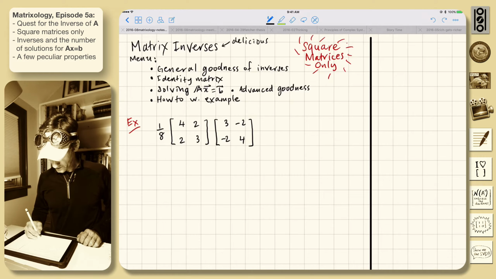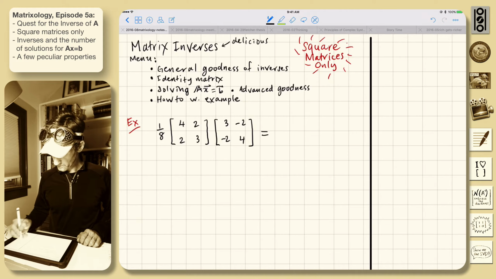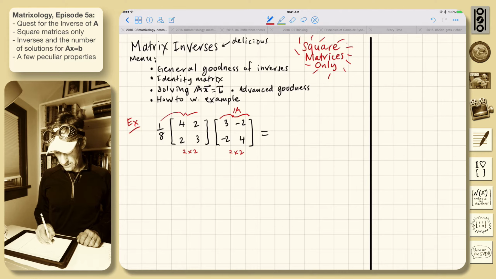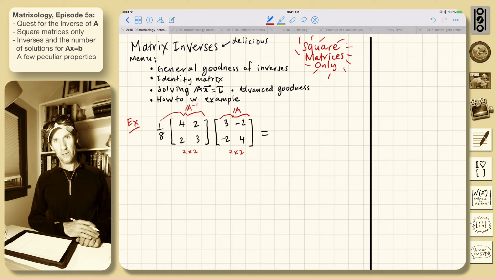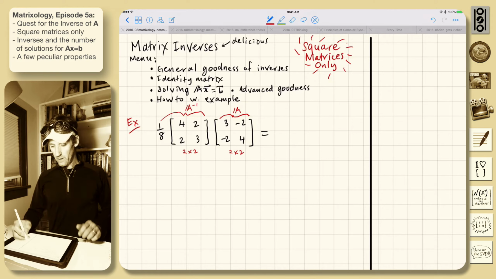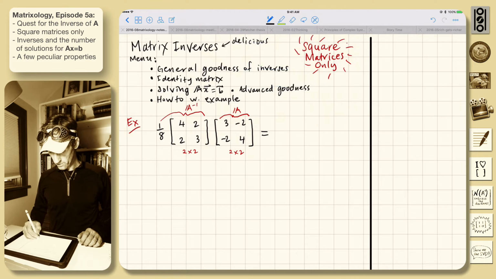All right, so let's just do this multiplication. Let's do some good things. This is a 2x2, 2 rows, 2 columns, square matrices. The first one has a prefactor, and I'm going to say that this is our matrix A. If it works out, we'll say that this is the inverse. It will not matter which order you multiply them in, we'll get that, but let's just go through this example.